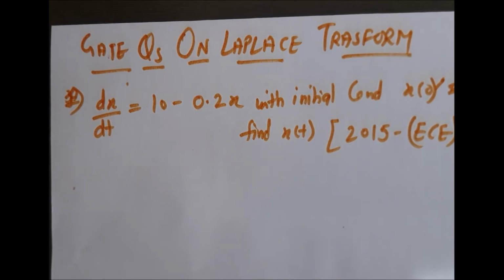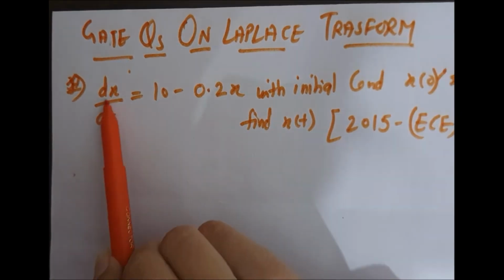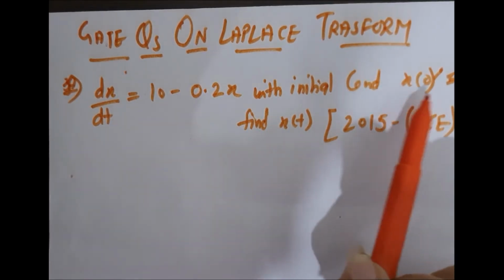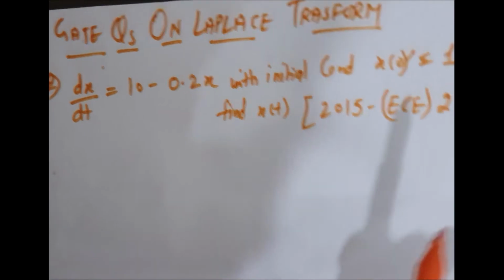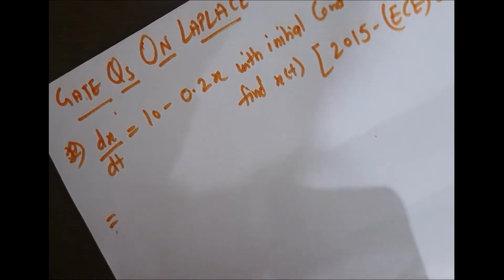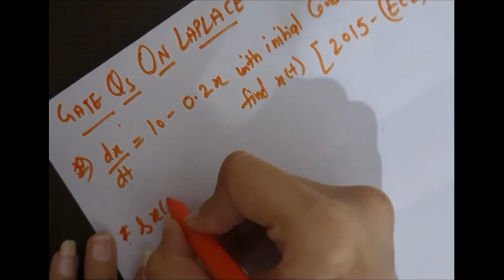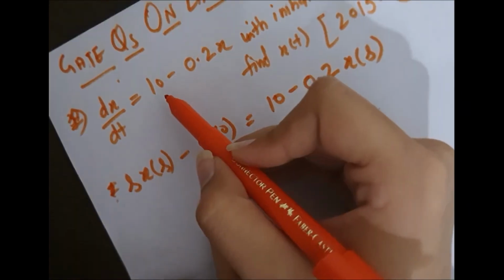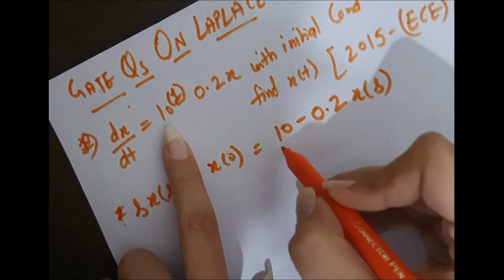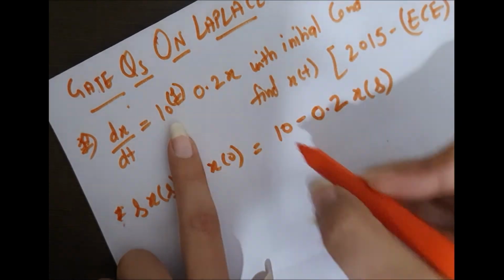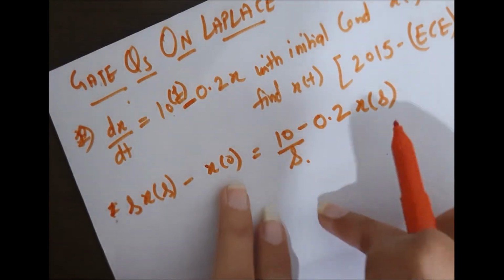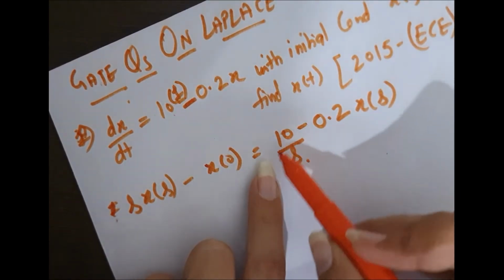Now a few GATE questions on Laplace transform. The first question is dx upon dt is equal to 10 minus 0.2x with initial condition x(0) equal to 1. Find x(t). This is a 2015 ECE 2 marks question. This question is based on the differential property of Laplace transform. Here this is 10, which can be written as 10 into 1, so don't write it as 10 as it is. It will be written as 10 upon s, if you convert this function from t domain to s domain.